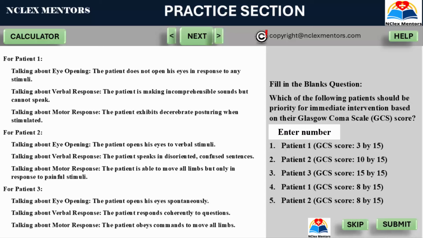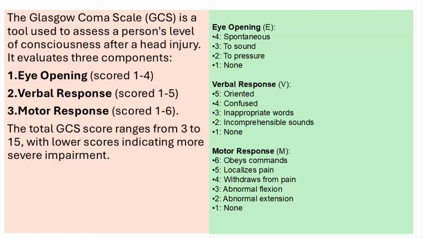Now take a breath and let's look at the fill-in-the-blanks question. Which of the following patients should be priority for immediate intervention based on their Glasgow Coma Scale GCS score? Options: 1. Patient 1, GCS score 3 by 15. 2. Patient 2, GCS score 10 by 15. 3. Patient 3, GCS score 15 by 15. 4. Patient 1, GCS score 8 by 15. 5. Patient 2, 8 by 15.